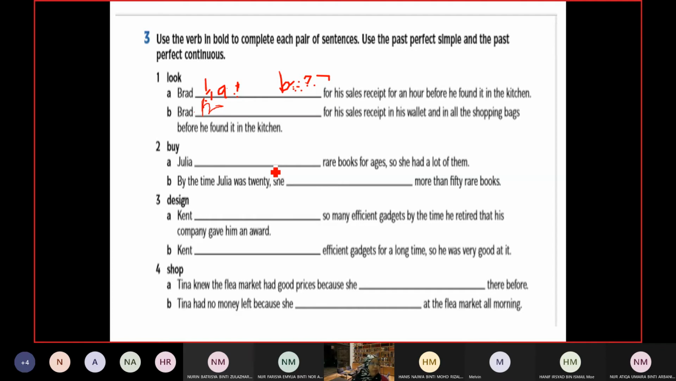Alright. Number 4, last one for this one, we try with Aida Shahira. Tina knew the flea market had good prices because she had shopped there before. Alright, B. Tina had no money left because she had been shopping at the flea market all morning. Yes, very good. Alright, 4A, had shop, double P. 4B, had been shopping. Alright, next one.